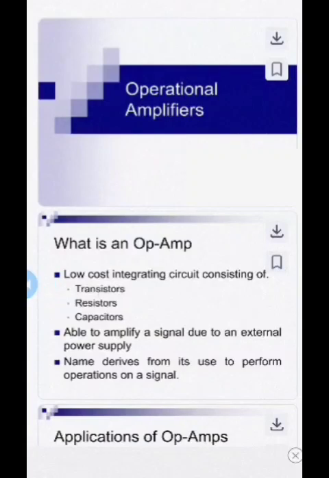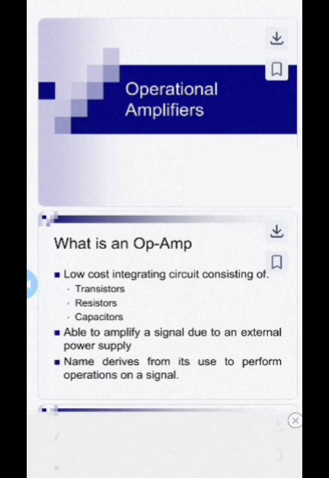Today we will see about the operational amplifier topic. First, we see the definition of amplifiers. An amplifier is nothing but an electronic device that increases the strength of a signal, whether it is voltage, current or power, using an external power supply.